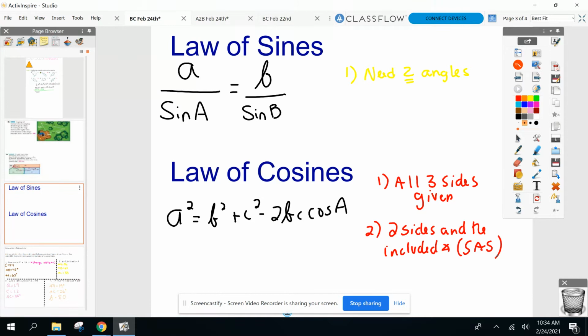So it really depends on how many angles you have. That's what it all depends on, guys. How many angles am I starting out in the problem with? Should I use law of sines or law of cosines?